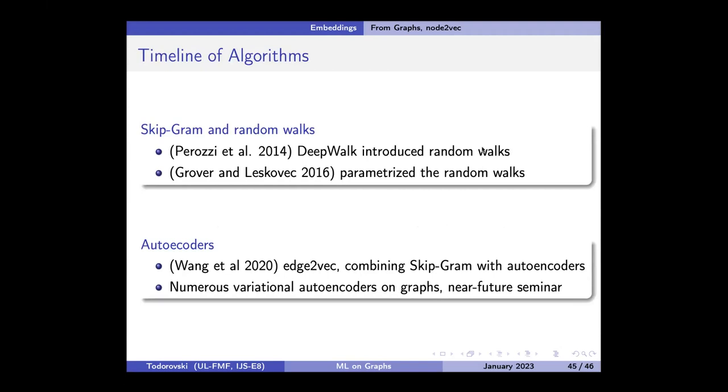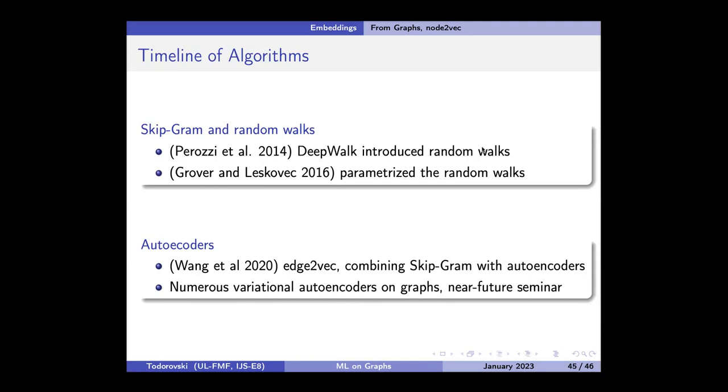The timeline here is, in 2014, DeepWalk was introduced, and that was the idea of using random walks for embeddings. Then Grover and Leskovec in 2016 parameterized the random walks into biased walks. And it works better in many machine learning applications. DeepWalk just puts together all kinds of different random walks.